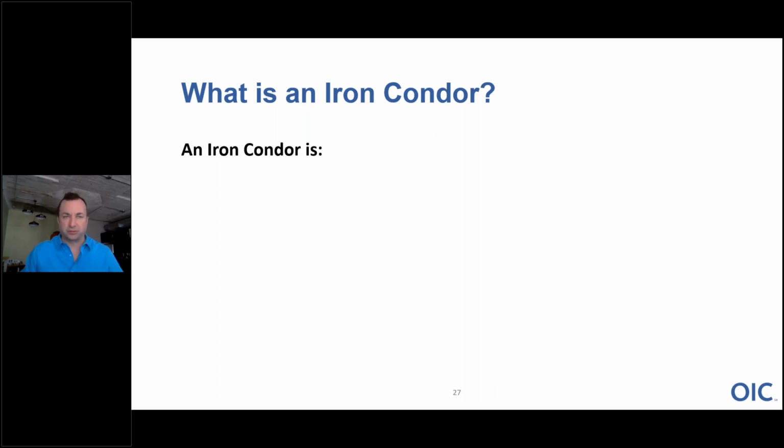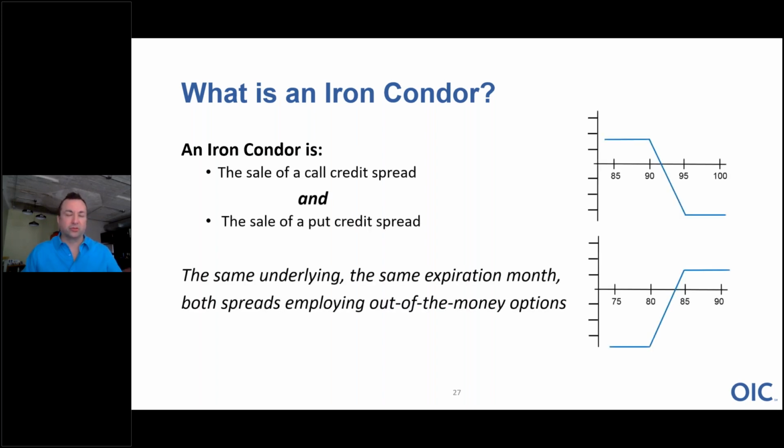It's as simple as putting together the two spreads that we just talked about: the sale of a call credit spread, and reminding you what that P&L graph looks like, and the sale of a put credit spread, P&L graph down here. Same stock, same expiration month, both spreads using out of the money options. Now, this is going to be four pieces. There are four sides to this. You're selling a call, buying a call, selling a put, buying a put.